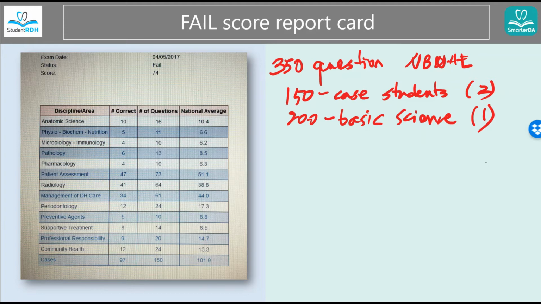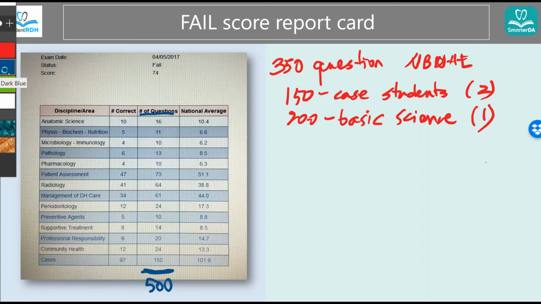Now the problem is that if you were going to add up all of those over here, you see the number of questions, it is going to come out to be 500. And you don't understand, right? The student asked me, why do I have 500 questions when there are actually 350 questions? So let me tell you how you read the report card.